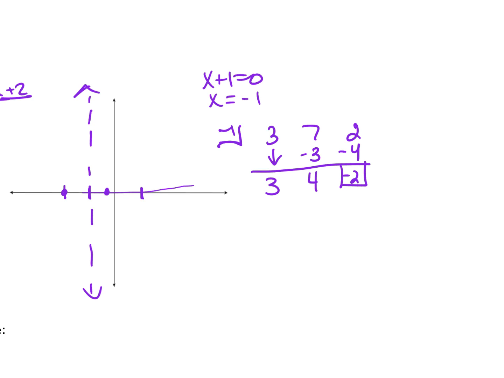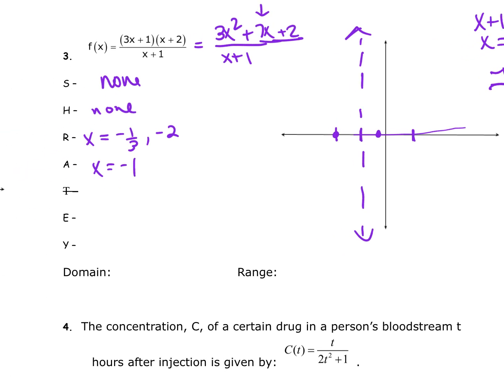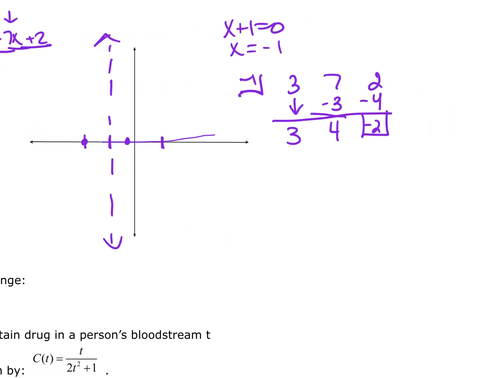So then we wrote out all our numbers up top, the 3, the 7, and the 2. And then we brought down the 3 and we went through our synthetic division. Hopefully you remember how to do that. Now we're ready to graph this. This was a quadratic. Now it's a line. So this is 3x plus 4. If you have a top heavy, you actually have to divide. You're going to ignore the remainder and you're just going to graph the line.